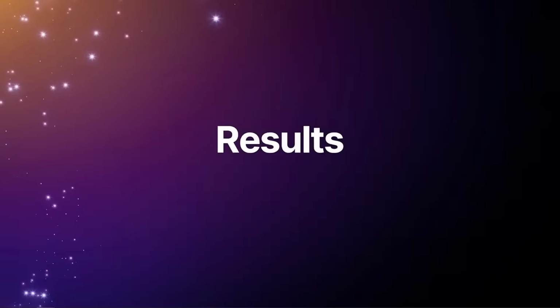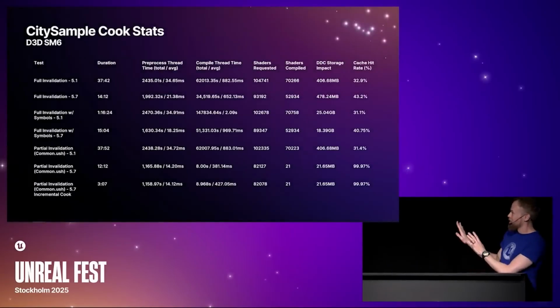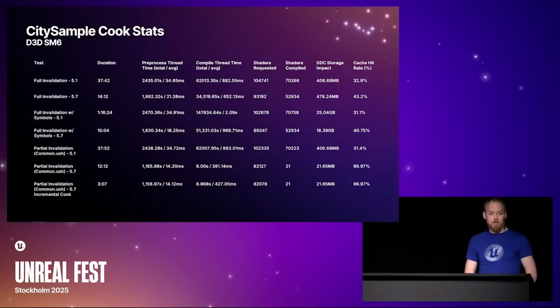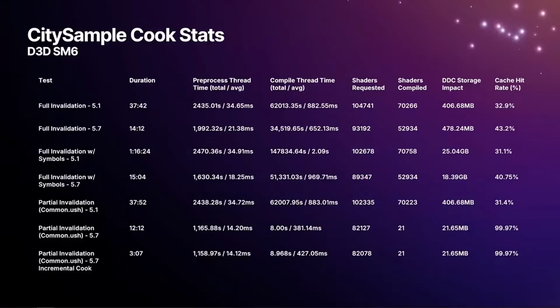So I mentioned earlier the number candy, and here we go. There's a lot of data on this slide, so I'm gonna run you through it. To gather these numbers, I just ran a number of cooks of the City Sample project on both 5.1 and on 5.7. The state of 5.7 around early August. I haven't updated these numbers since then, so I don't think there's gonna be much difference in the final release. And this was specifically just compiling D3D SM6. That was the only shader format that was enabled in City Sample in 5.1. We do have Vulkan enabled on City Sample by default right now, but I turned that off for this test, just so we're comparing apples to apples.